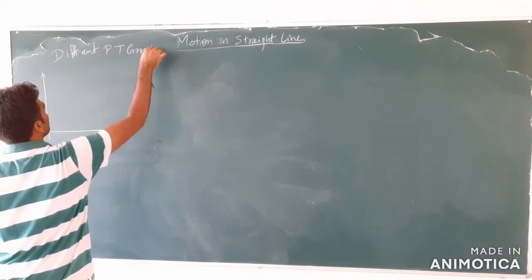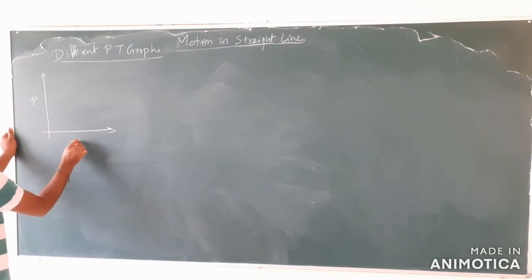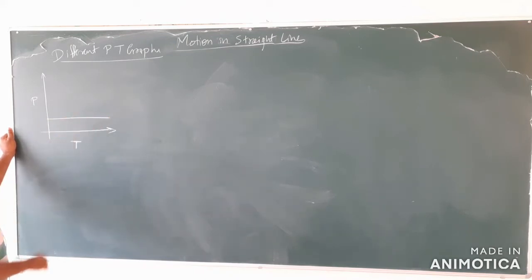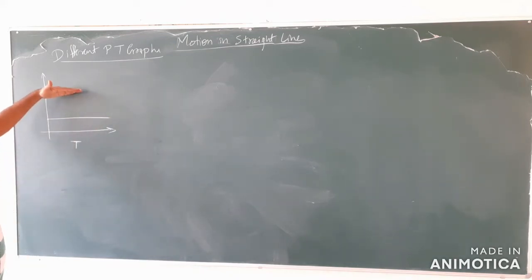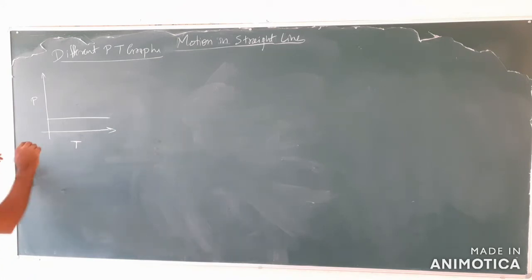Different PT graphs. The first graph that I'll choose is a straight line which is parallel to the x-axis. This line can be here, here, here, or on the x-axis itself, or it can be beneath or under the x-axis here. It can be anywhere, but a straight line parallel to the x-axis. If you have such a graph, then what is happening here?